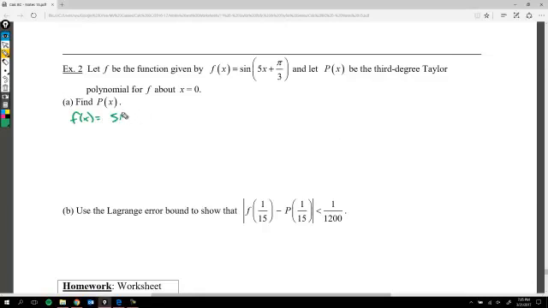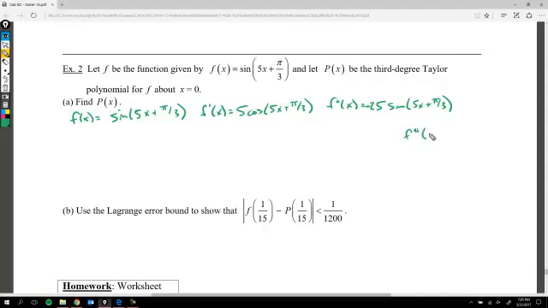So f of x is sine of 5x plus pi over 3. Okay, f prime is going to be 5 cosine of 5x plus pi over 3. Double prime is going to be negative 25 sine of 5x plus pi over 3. Right, and then our third derivative, which I kind of ran out of room, is going to be negative 125 cosine of 5x plus pi over 3.